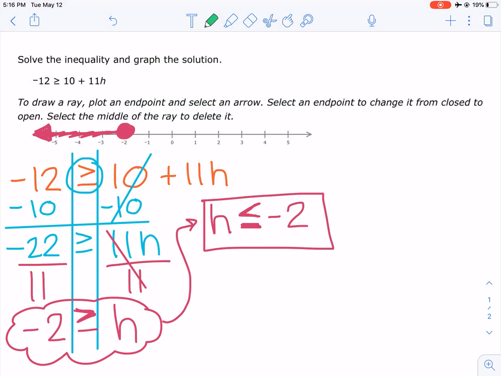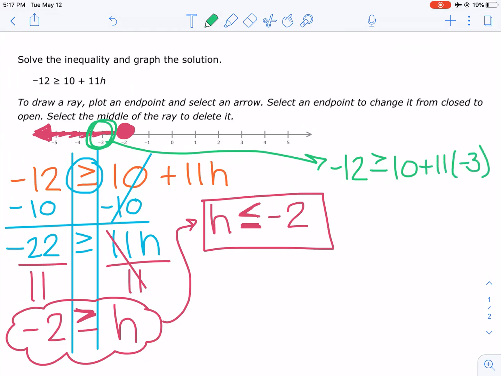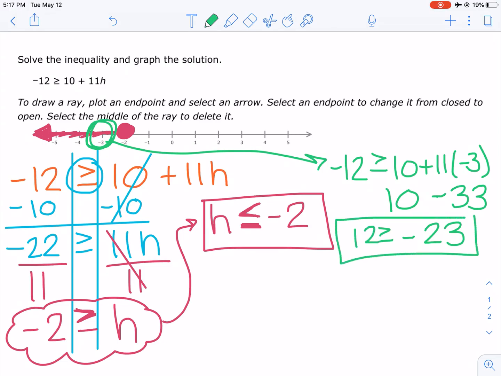Lastly, I want to take a second and do my check. So I'm going to pick a number in my solution set. In this case, I'm going to go with negative 3. And I'm going to plug negative 3 into my equation. So negative 12 should be greater than or equal to 10 plus 11 times negative 3. 11 times negative 3 is negative 33. 10 minus 33 would be a negative 23, which is indeed smaller than a 12. So if I look at this expression, it says 12 is greater than or equal to negative 23. And that is a true statement. Positive 12 is the larger number.